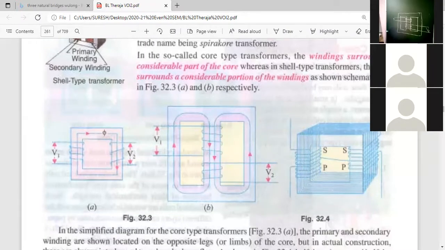So in exam, you have to draw these two diagrams. They'll ask for 5 marks or 2 marks: what are the types of transformers? You should not write step up and step down. We have to write core type and shell type, and explain their definitions. If you have any doubt, you can ask me.